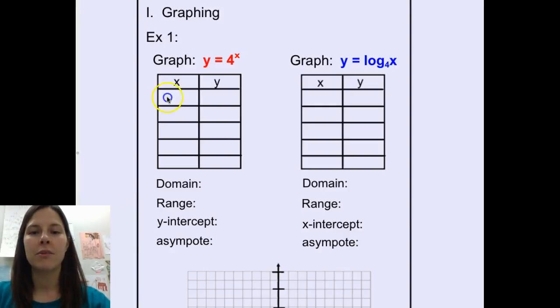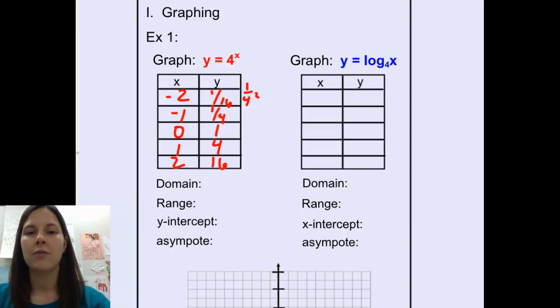For exponentials, we sub in -2 to 2. 4 to the -2 power would be 1 over 4 squared, which is 1/16. 4 to the -1 power is 1 over 4. Anything to the 0 power is 1. 4 to the first power is 4, and 4 squared is 16. Which means for our log function, the x values are 1/16, 1/4, 1, 4, and 16, and the y values are from -2 to 2.